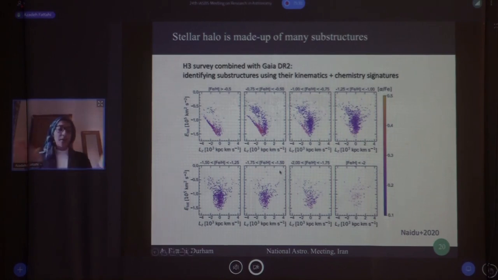When you combine chemistry and kinematics, these are some kinematics planes. You can see LZ, angular momentum in the Z direction, versus energy of the orbits for stars. They are divided into different metallicity bins and also color coded by alpha elements over Fe. We start to see different features, different substructures in these kinematics planes, and when we add the chemistry information, it comes out quite a bit more clearly as well. So using this chemistry and kinematics, if you're interested, go look at Rohan's paper. That's very nice. They identify a couple of other substructures in the halo.